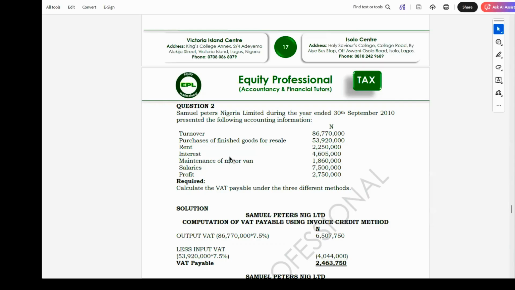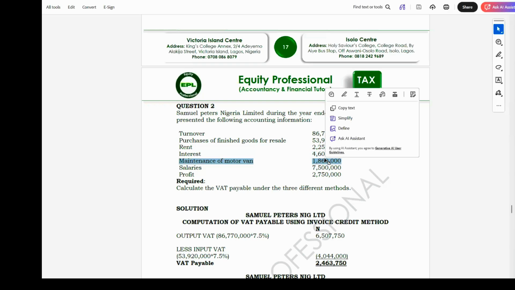Oh yeah, now. Interest, maybe you borrow money from the bank, or the interest you are paying the owners of the business. Is it indirect revenue? It's indirect. Then we have maintenance of motor vehicle. Maintenance of motor vehicle is which type of expenditure?